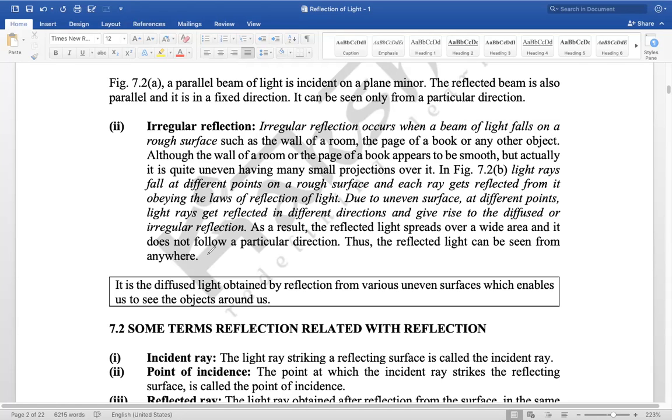So ये जो diffused reflection होता है ना, तो वो diffuse light का जो reflection है उसके वजह से जो various uneven surfaces से diffuse reflection होगा उसके वजह से it enables us to see the objects around us in a proper way, right?